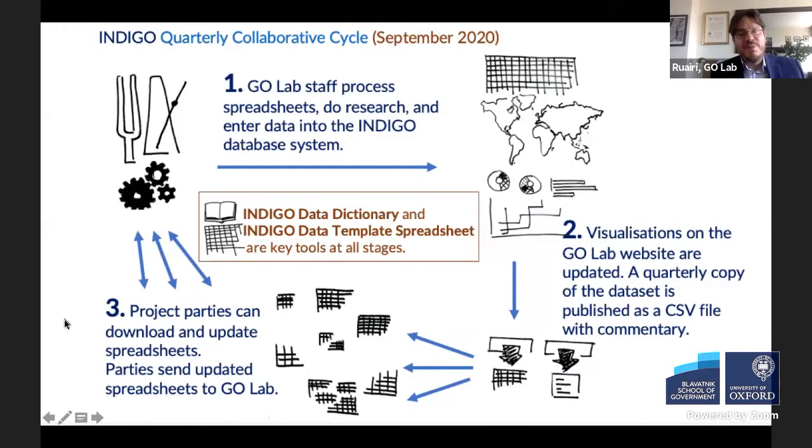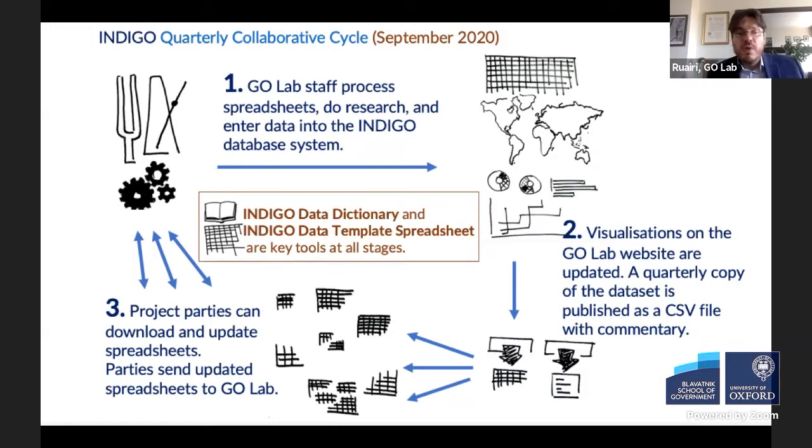Our middle pancake, the middle layer, is this idea of system. And when we talk about system, we're thinking about people, processes, and tools. We're proposing a quarterly collaborative cycle where we are updating our spreadsheets, doing research, and entering the spreadsheets into our new database system. We're displaying those data online in different visualizations, and on a quarterly basis, publishing the data set as a CSV file for your download, along with some commentary.